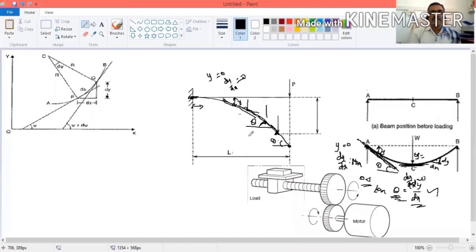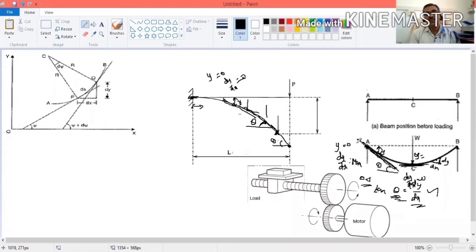In case of a cantilever beam, the slope and deflection are maximum at the free end. It is 0 at the support. But in case of a simply supported beam, the slope is maximum at the support. Deflection is maximum at the center. But slope is 0 at the center point and deflection is 0 at the support.